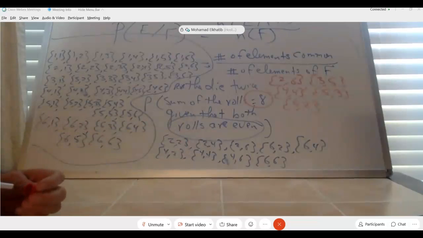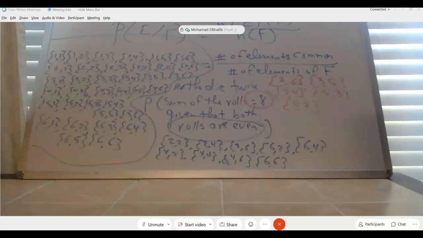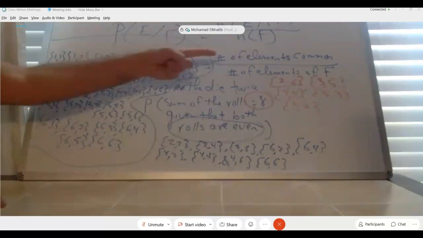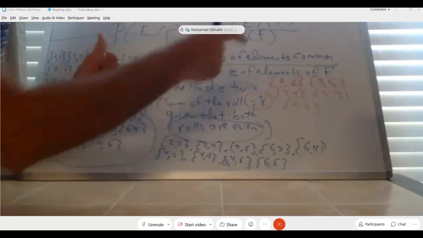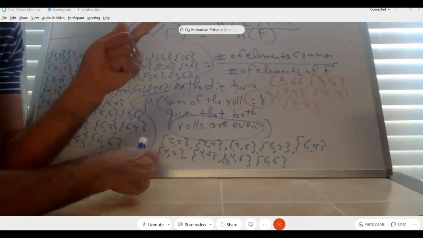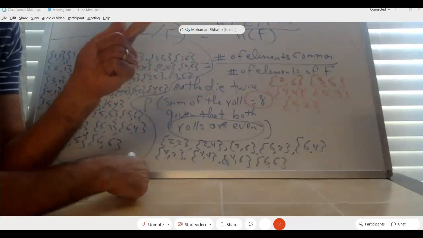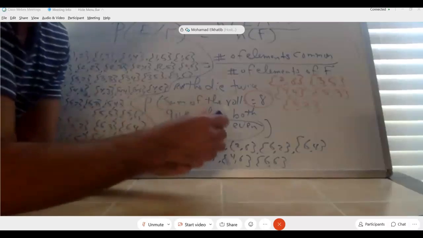The ones in blue are the ones where both rows are even. Are we good so far? Yes. So what's the formula? How many of them are in common? 2, 6. Do I see 2, 6 here? Yes, that's 1. 3, 5. Nope. 4, 4. Yes, that's 2 of them. 5, 3. Nope. 6, 2. Yes. So there's 3 in common.